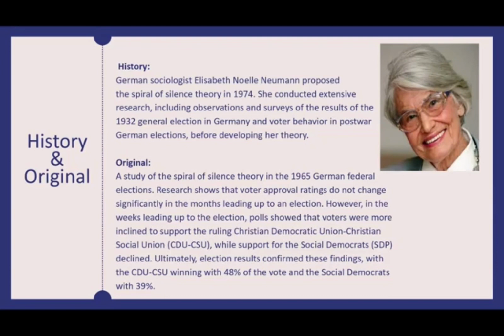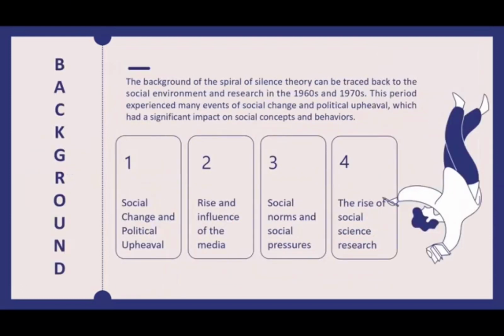Research shows that voter approval ratings did not change significantly in the months leading up to the election. However, in the week leading up to the election, polls showed that voters were more inclined to support the ruling Christian Democratic Union and Christian Social Union, while support for the Social Democrats declined. The election results confirmed this finding, with the CDU-CSU winning with 48% of the vote and the Social Democrats with 39%.